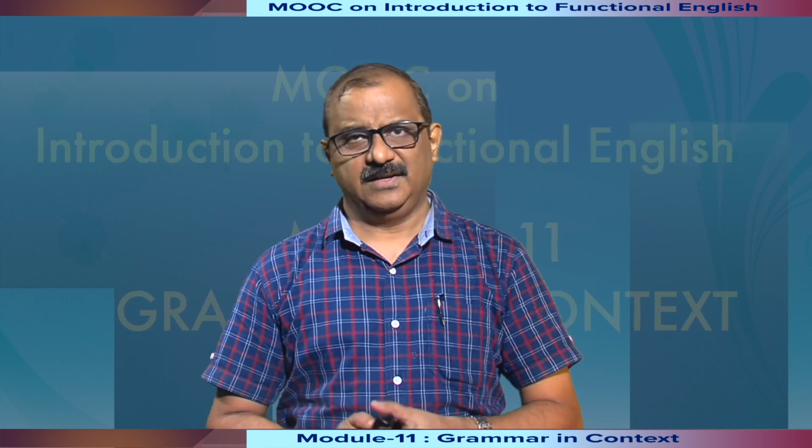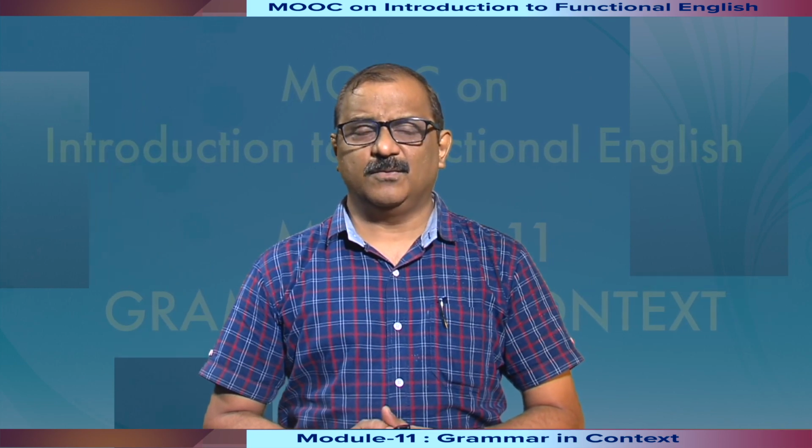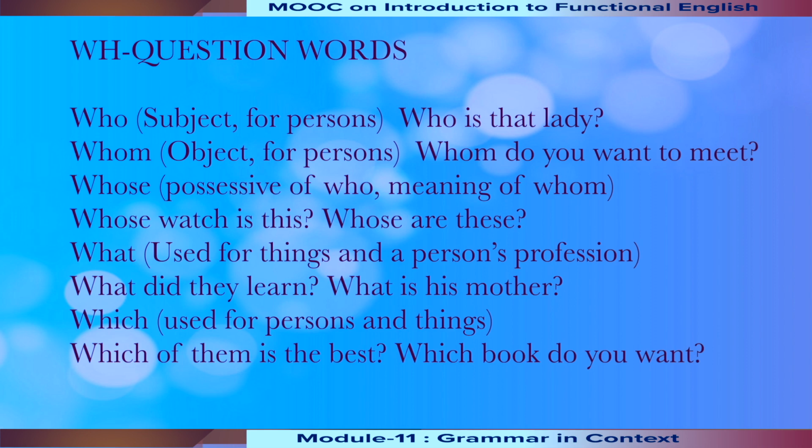Now, the other questions, now let us look at the second type of interrogative sentences or second type of questions which do not seek answers in either yes or no, but they have different sort of answers, and for them mostly we use words which are generally referred to as WH question words. Okay? WH question words. All of you know that. Who? Who is that lady? Whom? Whom do you want to meet? Then whose? Whose is the possessive of who. In other words, meaning whom. Whose watch is this? Whose books are these?